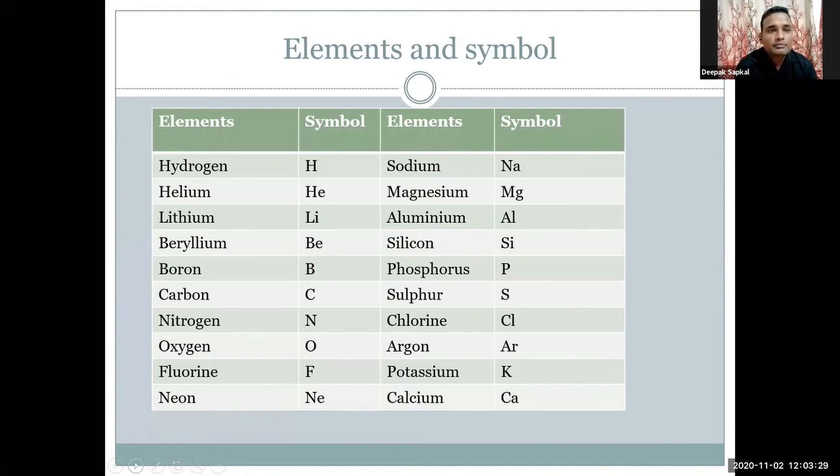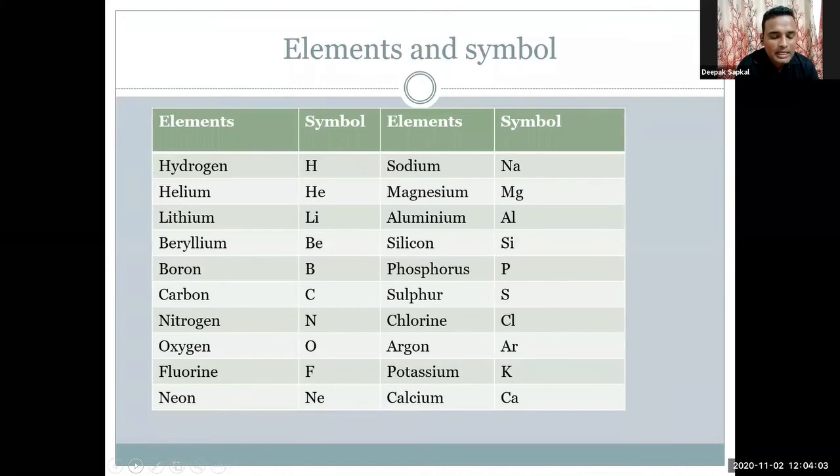Now, what is the symbol of hydrogen? That is H. What is helium? He. Lithium? Li. Beryllium? Be. Boron? Many are there, so you can see over here. That is oxygen, fluorine, neon, sodium. Every element has its symbol. Understood?